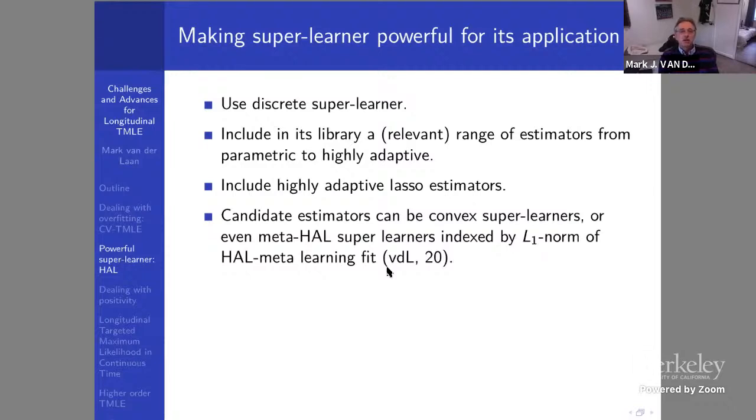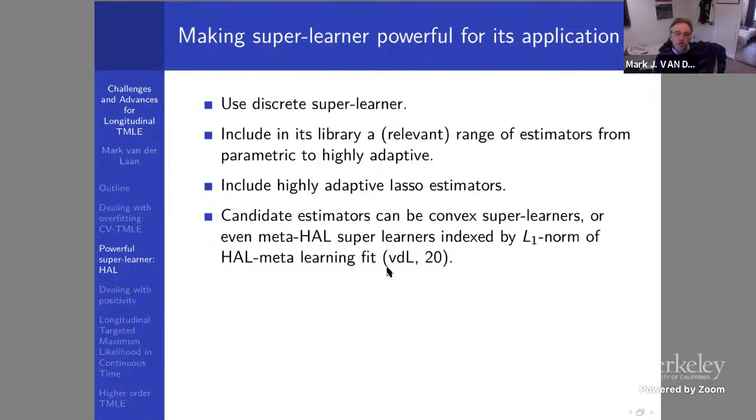Another class of algorithms we have developed over the last few years is the highly adaptive lasso. And that's a particularly appealing algorithm because of its theoretical properties, but also because of its practical performance, and also because it kind of does minimal fitting for a given complexity. So it's a very robust algorithm. We'll talk a little more about that. I personally like the discrete superlearner, where we just choose the best instead of the best weighted combination, but then include it in your library.